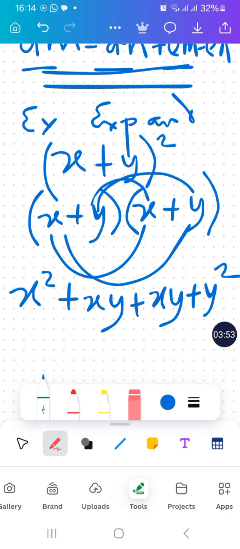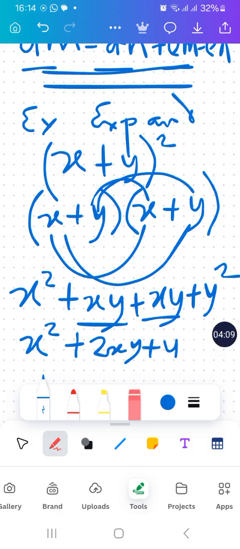I want us to look at this critically. You'll discover that these two terms look alike, plus xy plus xy. So once they look alike, we can bring them together. Plus xy plus xy: I have 1 naira, I have 1 naira, that's 2 naira. Plus 2xy plus y squared. And that gives us our final answer.